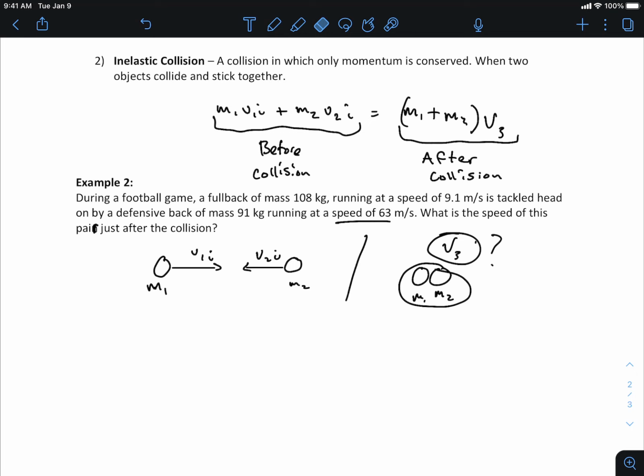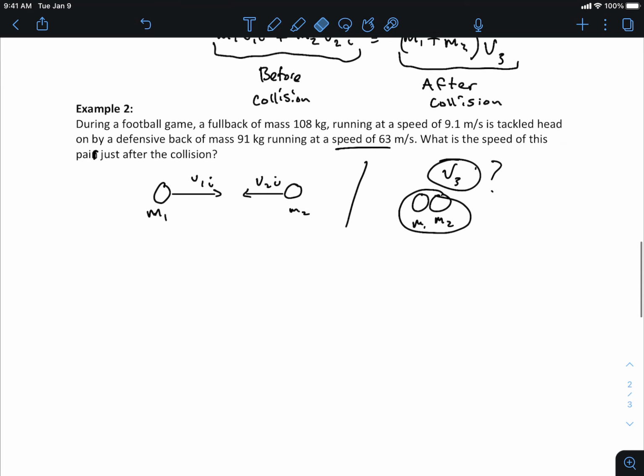So here's what we got. We just want to find the final speed, not necessarily the velocity. Let's keep using those interchangeably, and they're not. Okay, so let's just run through this now.